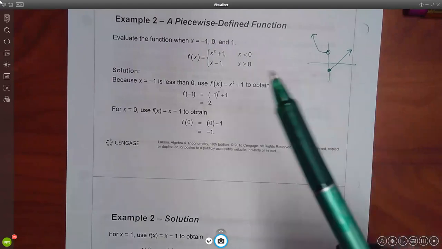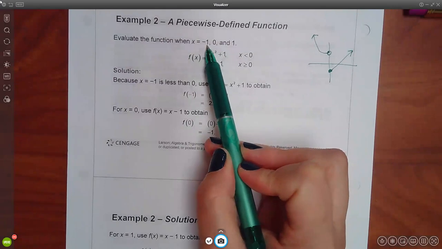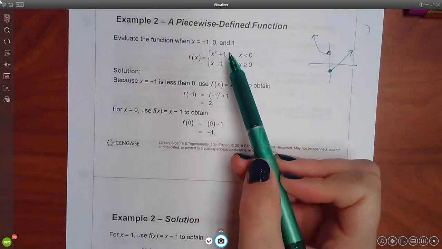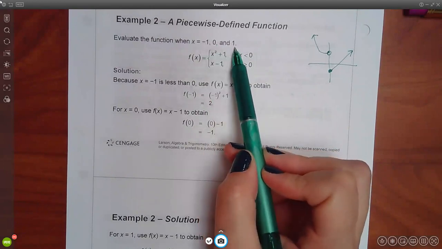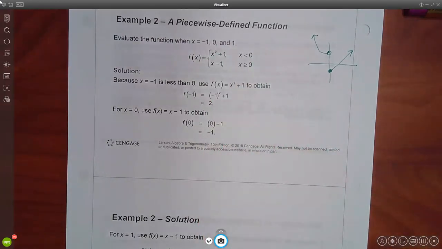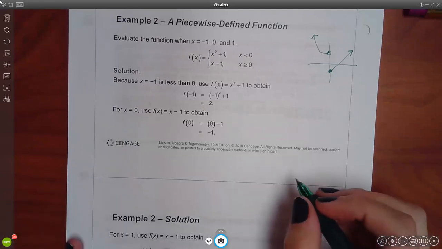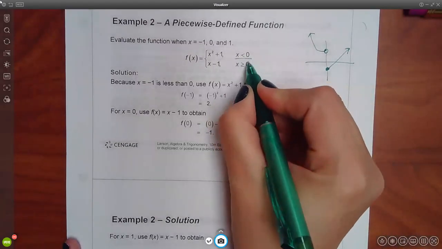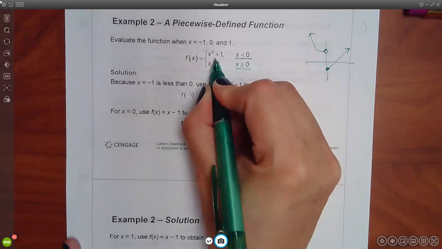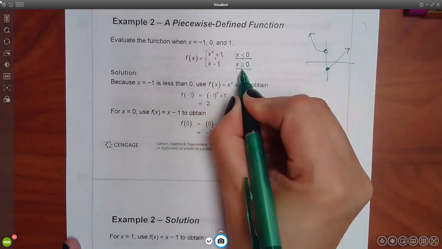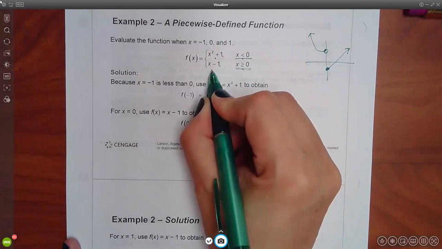Okay. And so when they tell me to evaluate it at these particular values, I have to know which function these particular numbers would use. Which function should I be plugging the -1 into? Which function should I be plugging the 0 into? And which function should I be plugging the positive 1 into? Okay. The way you determine that is by using these domains right here. These are telling us that for these inputs, use this function. For these inputs, use this function, okay?